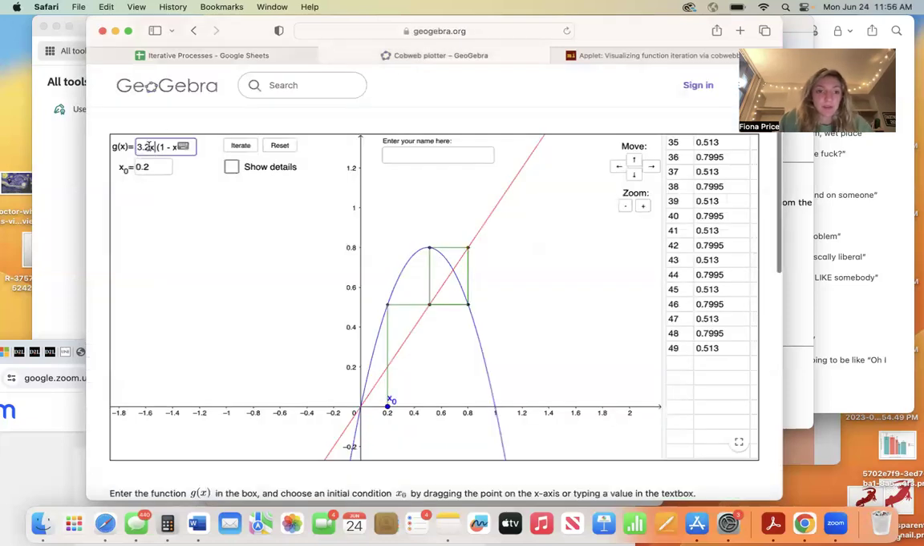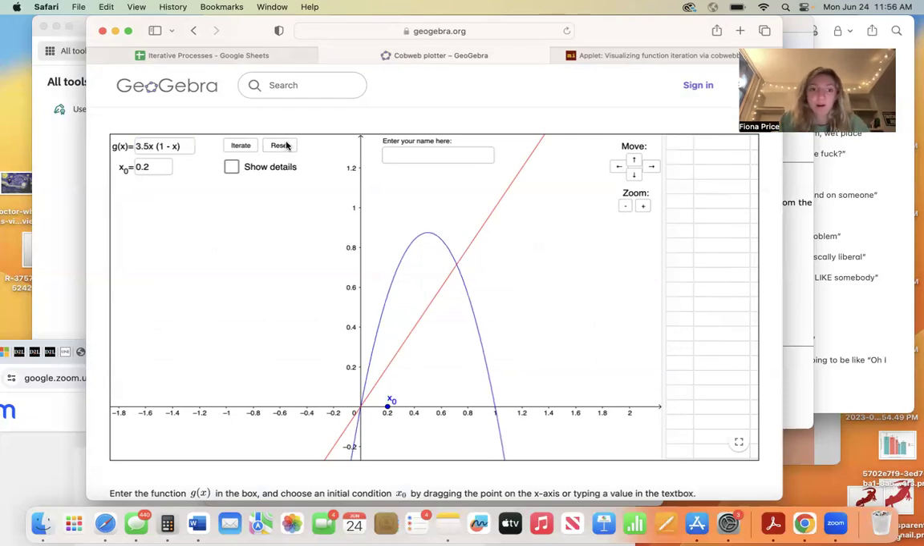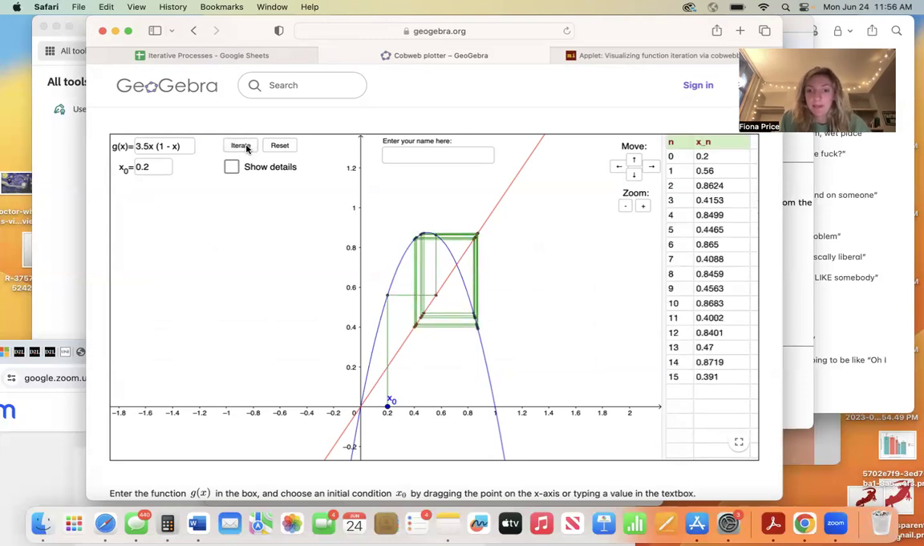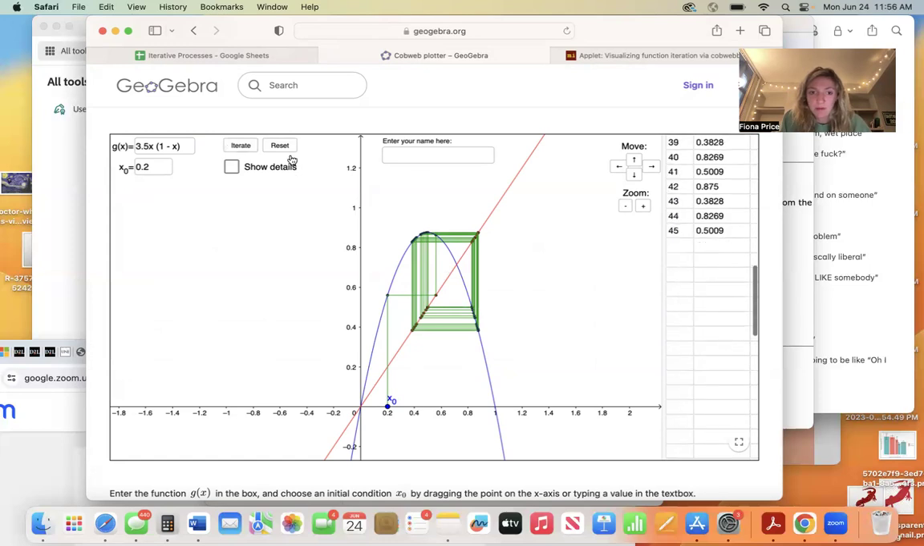Now let's plot this. So all we're doing is changing to 3.5 because we have a new r. We're going to reset, and let's iterate. And you can see in this cobweb here that it is bouncing between 4. And we're going to keep going. 6, 7, 8, 9. Okay. So just like them, we've got the 0.5009, 0.875, 0.3828, 0.8269, and then it's going again.